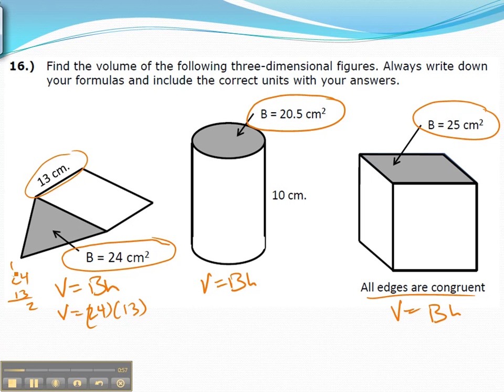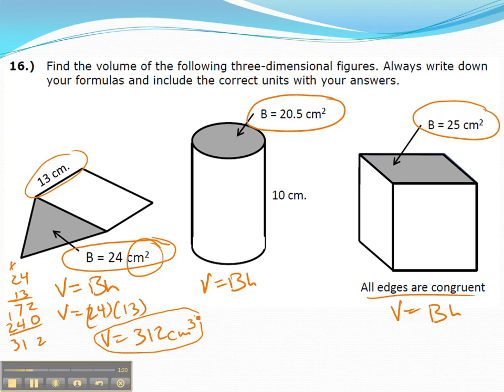4 times 3 is 12, carry the 1. 2 times 3 is 6, plus 1 is 7. We're multiplying by this 1, we're really multiplying by 10, so start with a 0. 4 times 1 is 4, 2 times 1 is 2. So the volume of this triangular prism is 312. Units would be centimeters cubed, because we're talking about volume, three-dimensional.